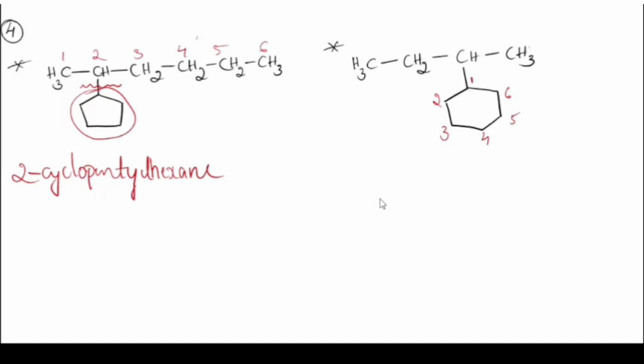That's why we have to write it as secondary, then hyphen, butyl, this butyl, then this particular group, that is cyclohexane. Like this we have to number. Then we'll move on to the next thing.